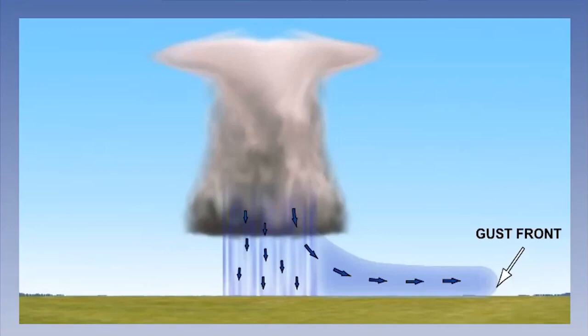When the air descends beneath the cloud, it may come into contact with the ground and then spread out. Because of the very large changes in the direction and speed of the wind, both vertically and horizontally, this gives rise to very dangerous wind shear.